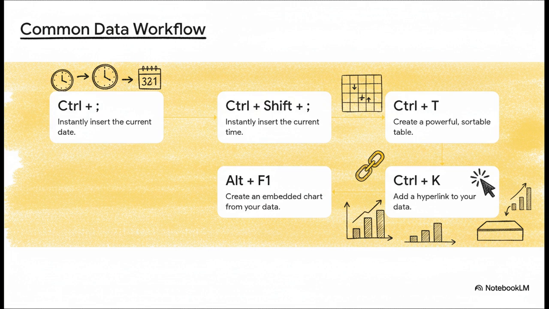Got your data ready? Hit Control plus T to instantly turn it into a professional, filterable table. It's amazing. Then you can add a hyperlink with Control plus K, and when you're ready to see what it all means, just hit Alt plus F1. Bam, an instant chart, right there on your sheet. That's taking you from raw data to visualization in seconds.